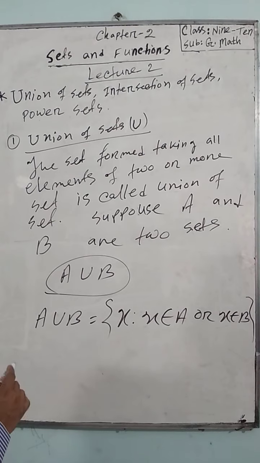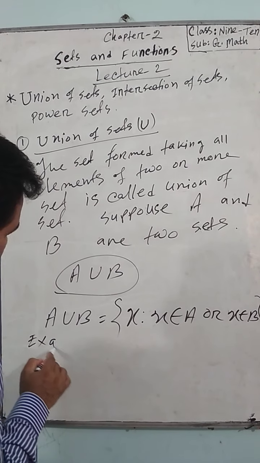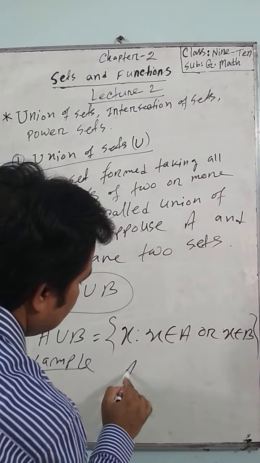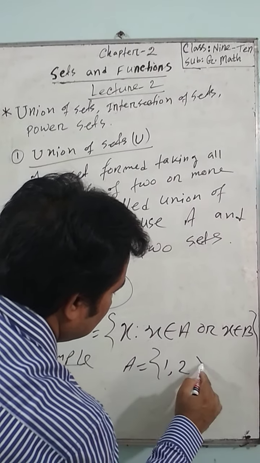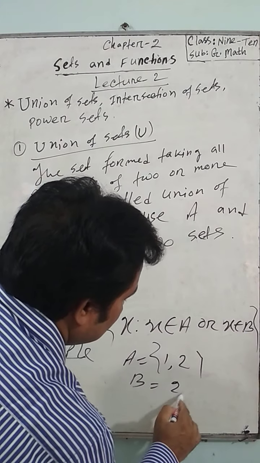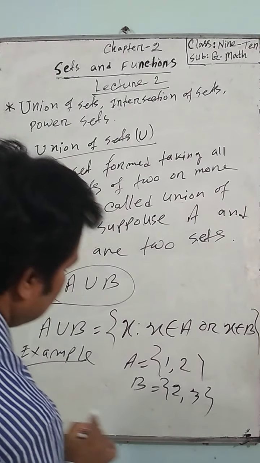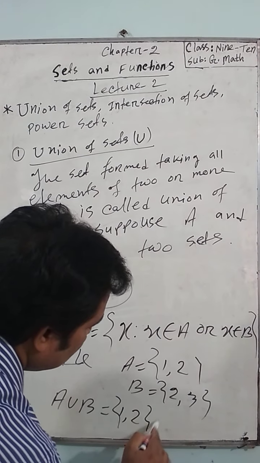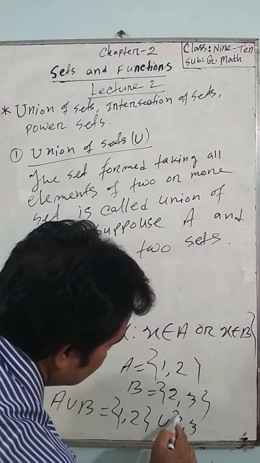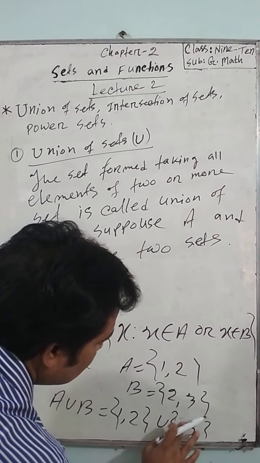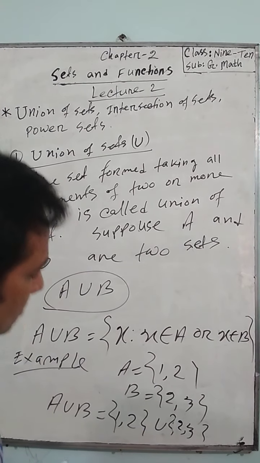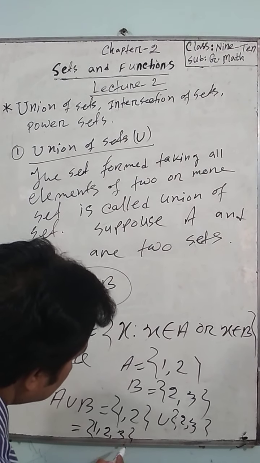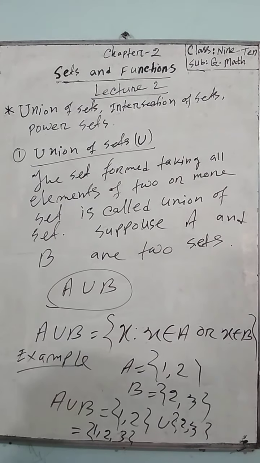For example, suppose A is {1, 2} and B is {2, 3}. A union B is {1, 2} union {2, 3}, so we can write {1, 2, 3}. This is the union of sets.